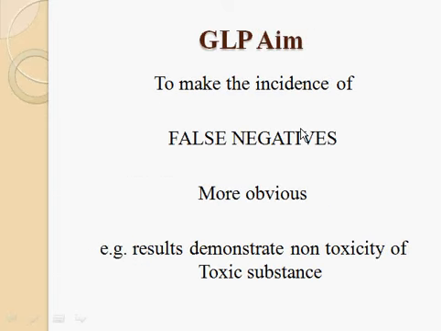So, GLP's aim is to make the decisions of false negatives more obvious. For example, results demonstrate non-toxicity of a toxic substance. Do you understand what it is? Whatever results you get, demonstrate non-toxicity of a toxic substance. That means you are getting a false negative over there.